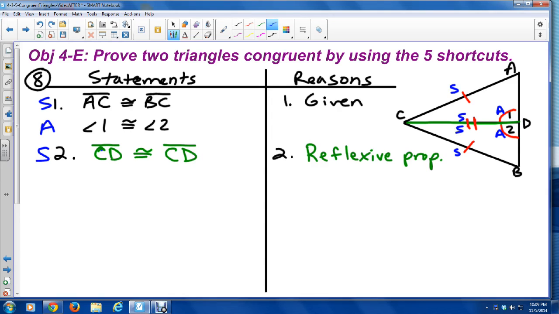Okay? Of course, I'm trying to prove triangles congruent. I want to do as little work as possible. If you're hearing a hissing noise right now, I apologize. They're cleaning in the hallway.